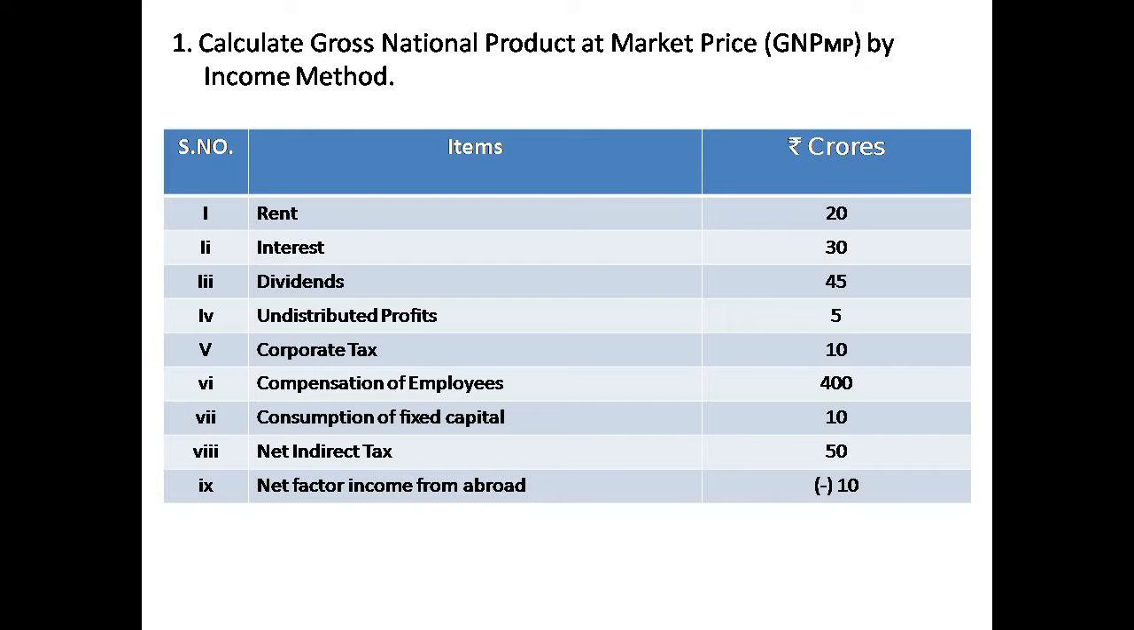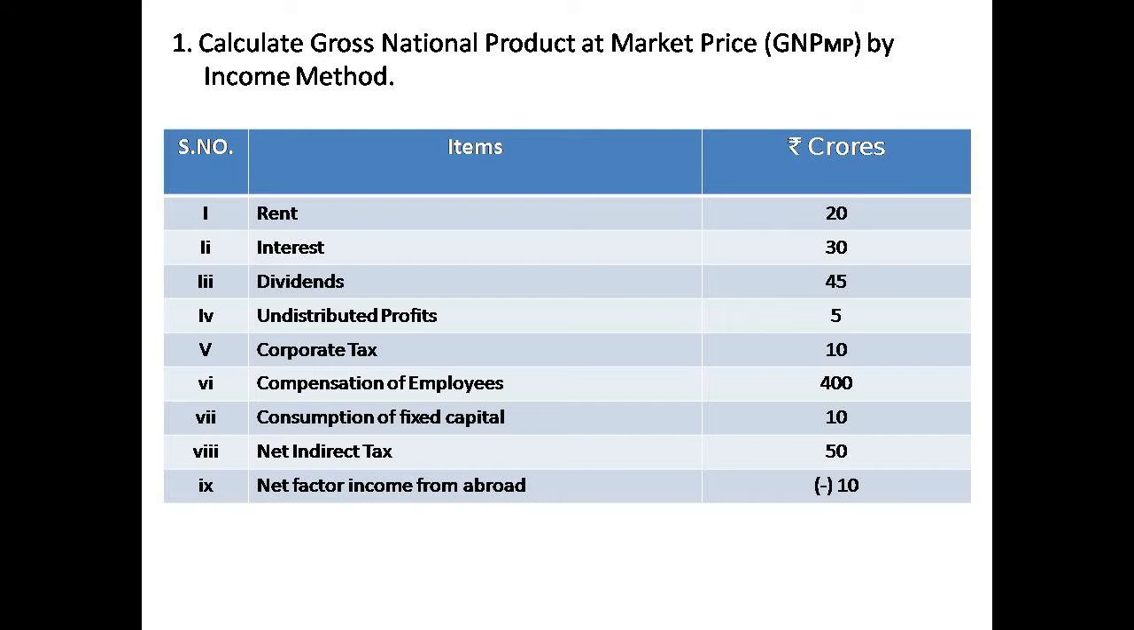But OS is not given. We can find it out by adding rent, interest and profit. But profit is not given. So profit can be calculated by adding dividend and undistributed profits. Undistributed profit is nothing but retained earnings, the part of profit which the firm keeps with itself for its future development. That is what we call retained earnings or undistributed profit.